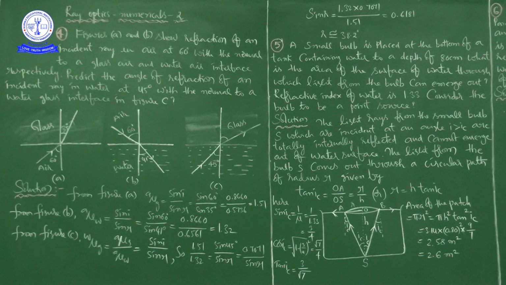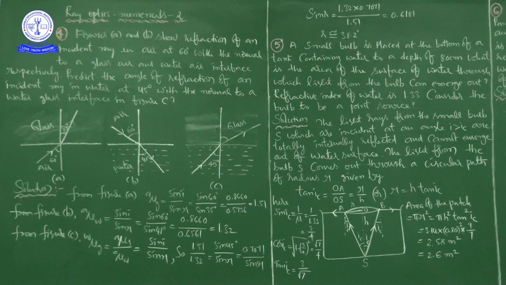So A mu G is the refractive index of this. Keep in mind the pair of media, the two different mediums. Here one is air, another one is glass. That is very important for this problem and for related problems. So here A mu G is equal to 1.51.